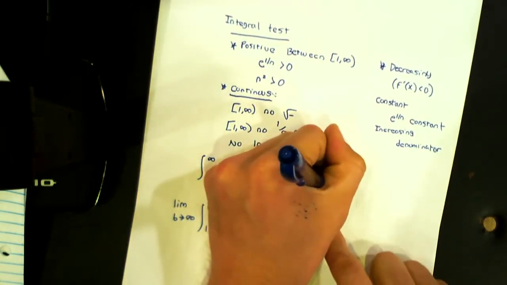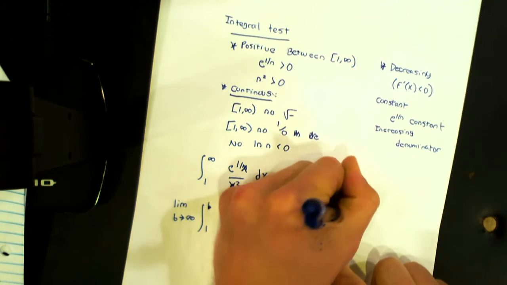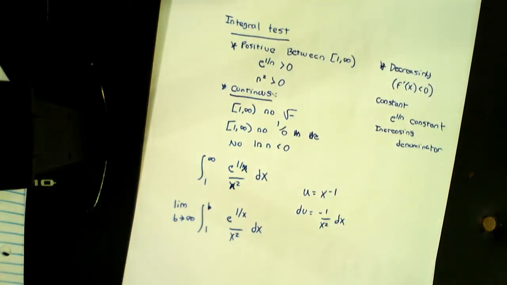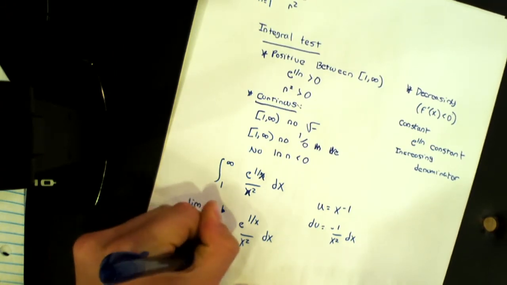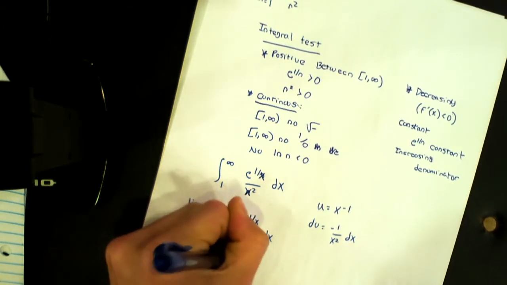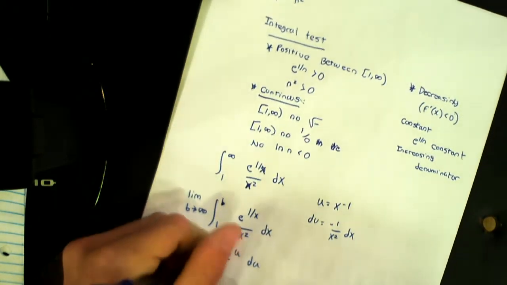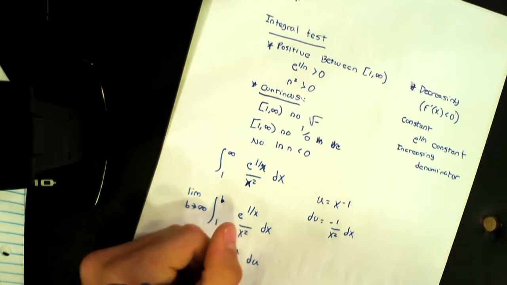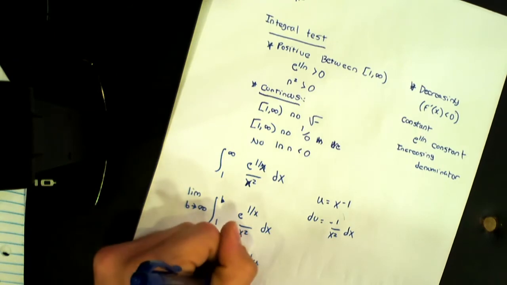Okay, so 1 over x, I'm going to write that as x to the negative 1, and du is negative 1 over x squared. Does everybody see that? If that's u, then we already have our du, it would just be negative. So we get the limit as b approaches infinity from 1 to b. I'm going to keep my x bounds as 1 to b, of e to the u du. And then integrating, we just get e to the u. We needed the negative from the du.